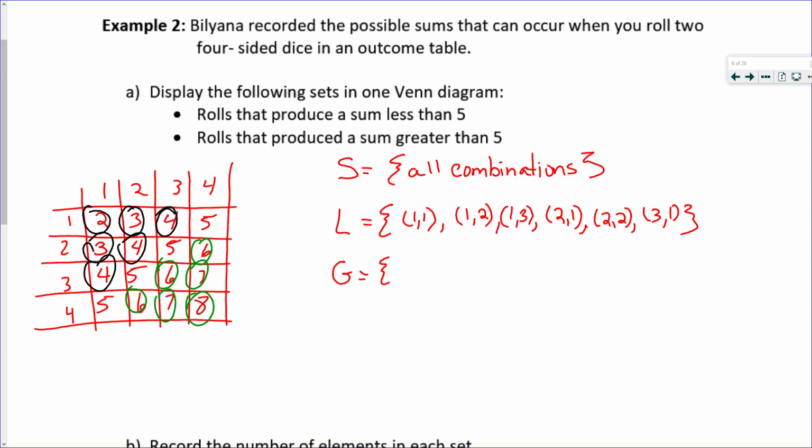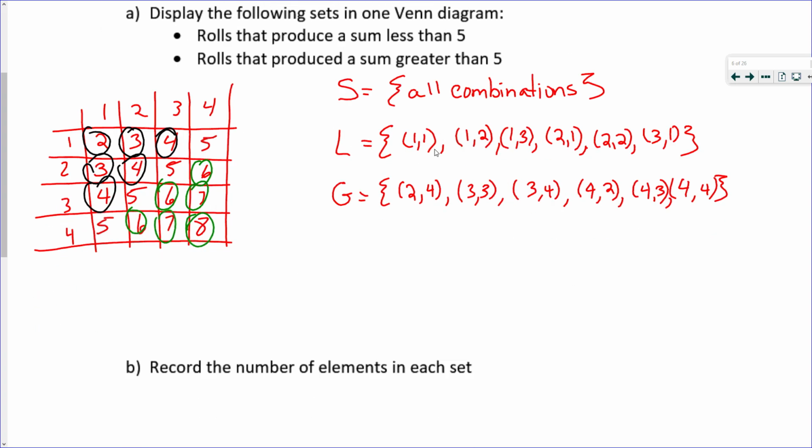And I'm going to list off all the green ones. So we had 2 and 4 for the first one. And then dropping down a row, we got 3 and 3. And then we have 3 and 4. And then 4 and 2. And 4 and 3. And then 4 and 4. Also 6, 1, 2, 3, 4, 5, 6. So, okay. So now I've defined all 3 of my sets that I'm going to be using.